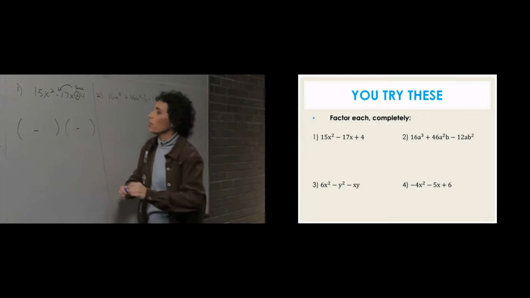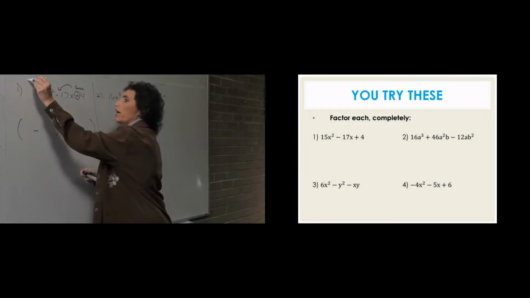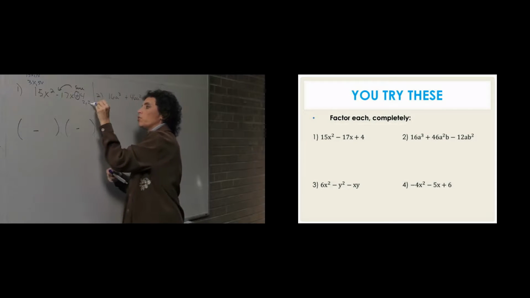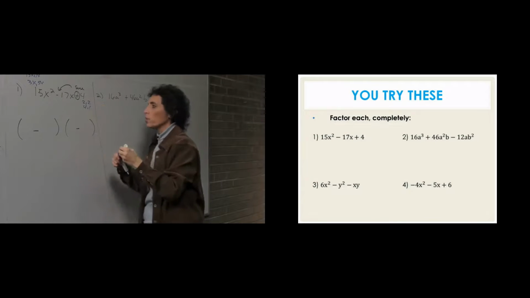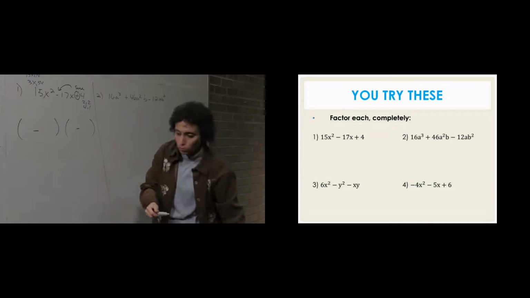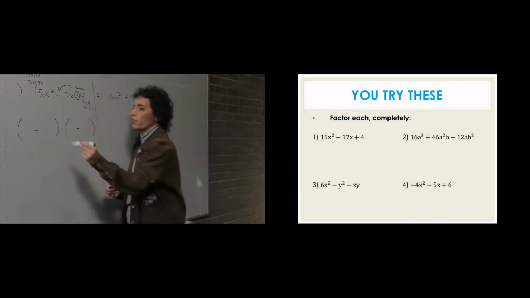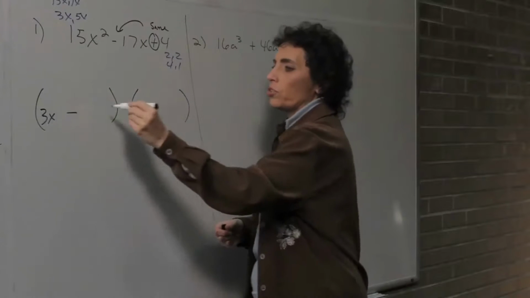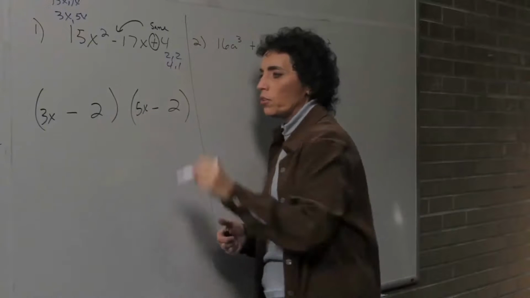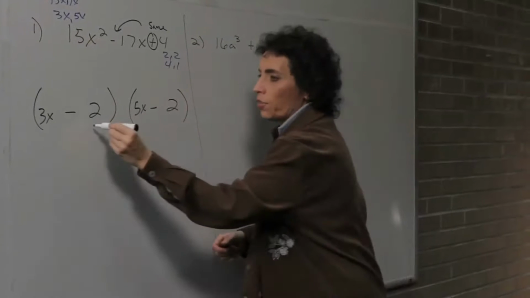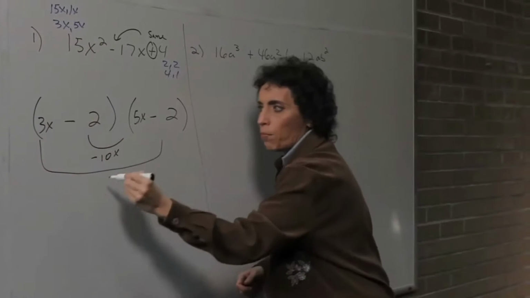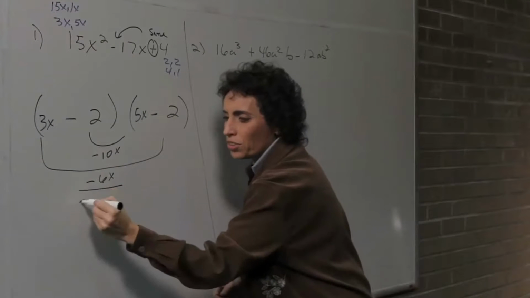Okay, so here we go. For 15x squared, we have 3x and 5x or 15x and 1x. For 4, we have 2 and 2 and 4 and 1. Okay, so guess what I'm trying? Yep, 3x and 5x. And now I'll try the 2 and the 2. What the heck? 2 and the 2. This is minus 10x, minus 6x. Oh, of course I'm not right.